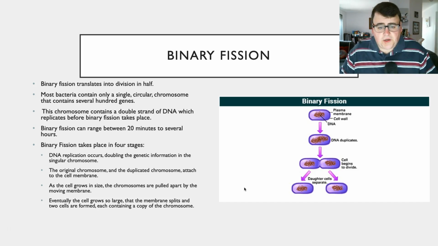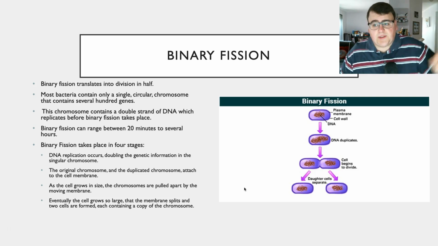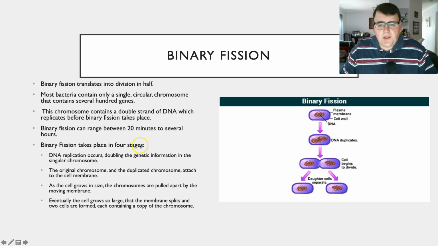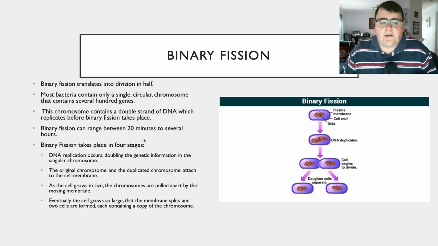Now, binary fission and mitosis we're going to talk about. They're very similar to what we've covered in Stage 1 biology, if you've done Stage 1 biology. So some of this information may be repeat, but it's important you know it again because it does appear in your Stage 2 summaries. As we discussed before, binary fission basically means division in half. The word binary fission just translates to division in half.